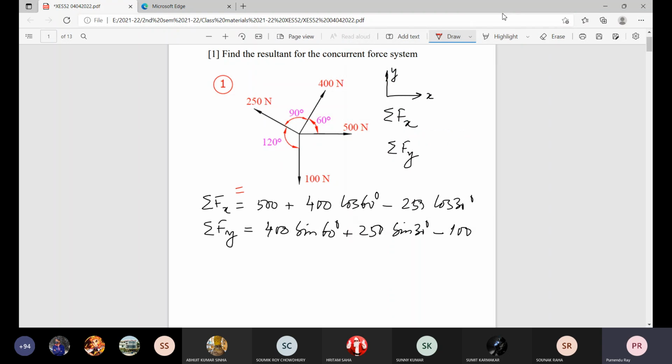Sigma Fx and sigma Fy. 0. Hey kid, Einstein, keep quiet. No, sir, it is not 0. Find the resultant.